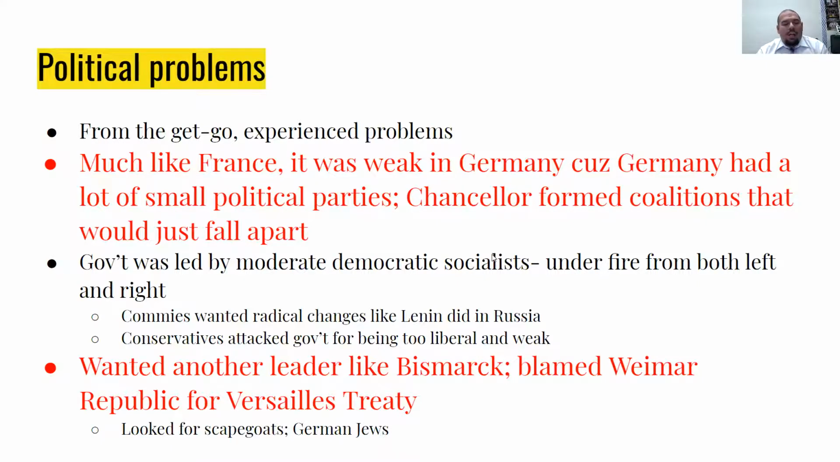Communists wanted radical changes like Lenin had made in Russia. Conservatives attacked the government for being too liberal and weak. They wanted another leader like Bismarck, and they're going to blame the Weimar Republic for signing the Treaty of Versailles and the problems that followed afterwards. And they will look for scapegoats to put the blame on, and you guessed it, German Jews were one of them.